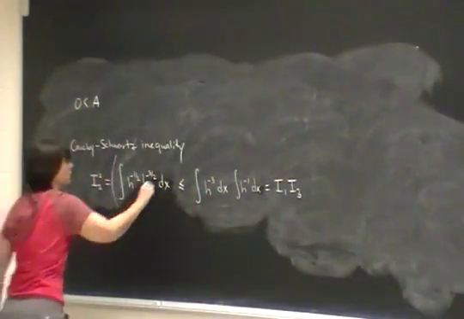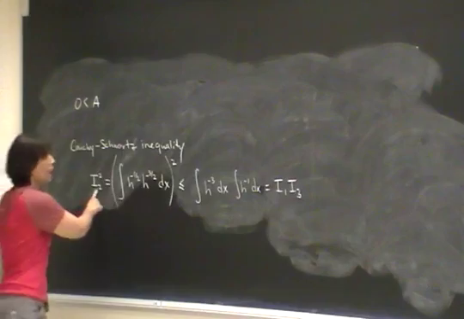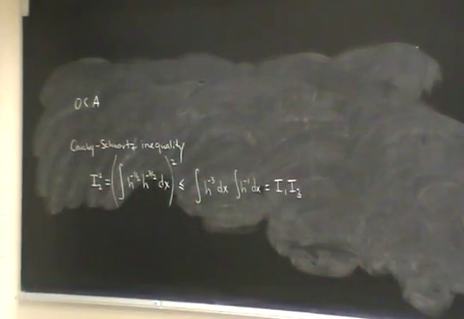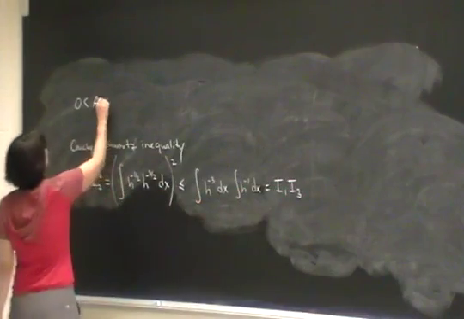Oh, sorry, this is squared. Okay, so that tells me I2 squared is always less than I1 times I3. So in my definition, A is bounded from above by 1. Okay, so A is bounded from above by 1.